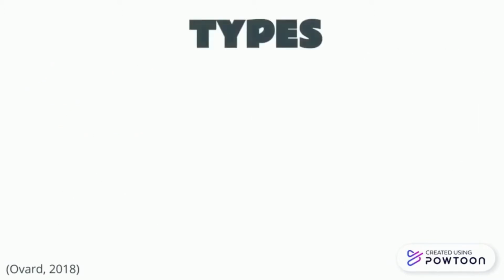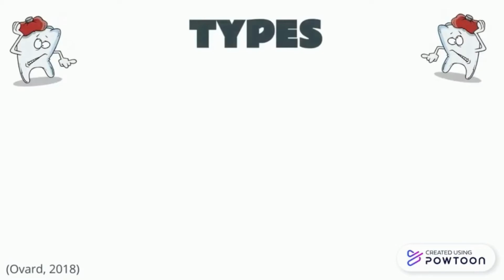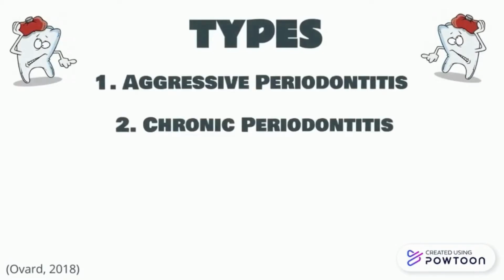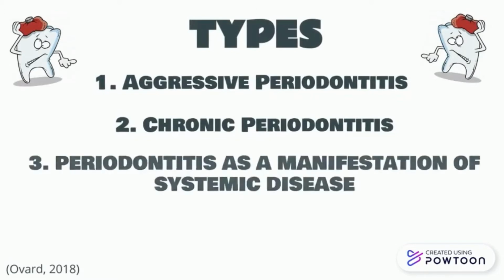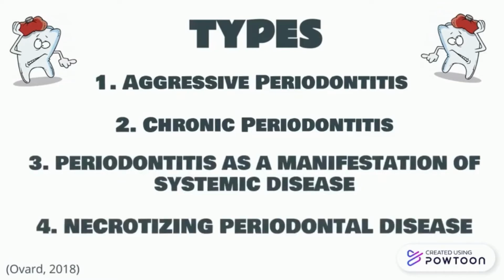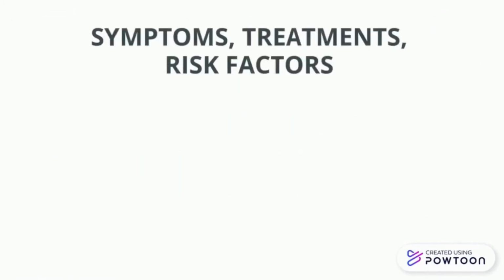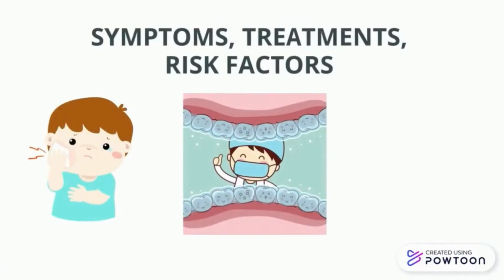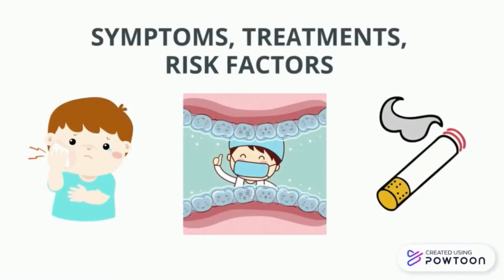It should be noted that there are multiple types of periodontitis, including aggressive and chronic periodontitis, which differ in the rate at which the disease occurs, periodontitis as a manifestation of systemic disease, which is associated with systemic diseases like diabetes, and necrotizing periodontal disease, characterized by necrosis of areas surrounding the tooth. Although there are numerous types of periodontitis, similar symptoms, treatments, and risk factors are shared by all of them.